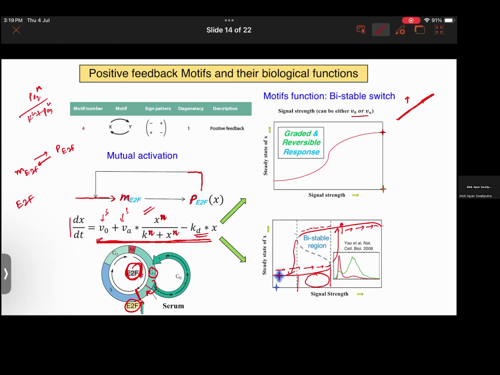And how the experiment was done is, initially the cells are in a G0 dominant, neutral state. You put in a pulse of serum, a sudden high dose of serum, and that will transit cells to the G1 state.